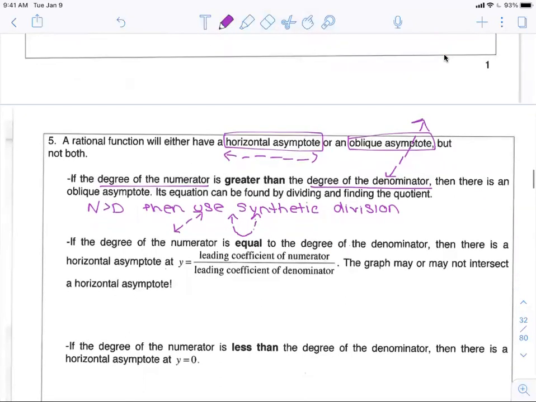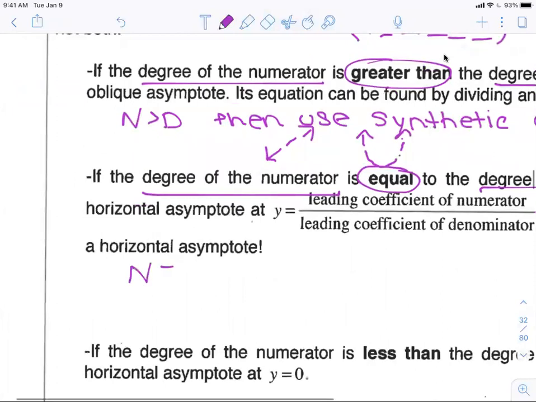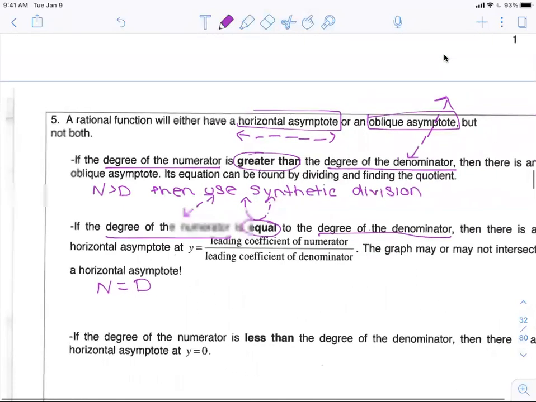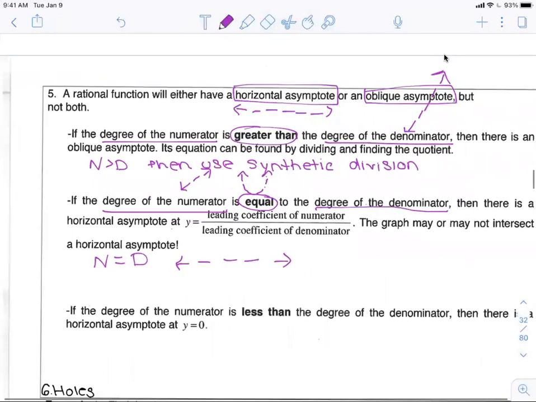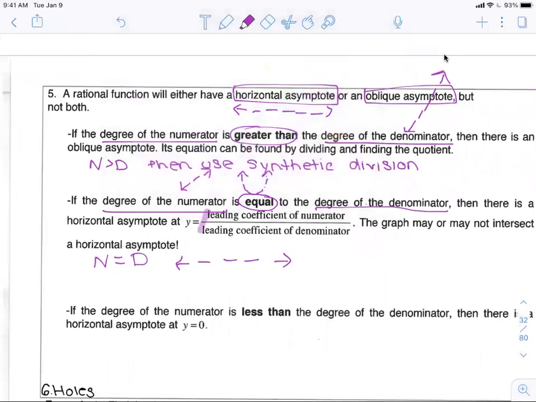The next case is if the degree of the numerator is equal to the degree of the denominator. So if the numerator's degree is equal to the denominator's degree, it's very easy. This one automatically will have a horizontal asymptote, and it's going to be y equals the leading term of the numerator divided by the leading term of the denominator. So there's really no work to show for it. You just take the leading term, if it's 2, and the leading term on the bottom is 3, then it would be 2 over 3.